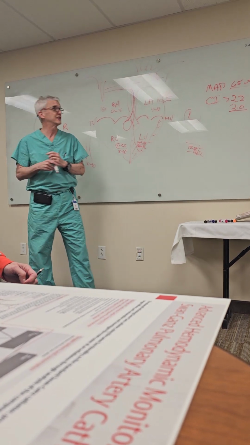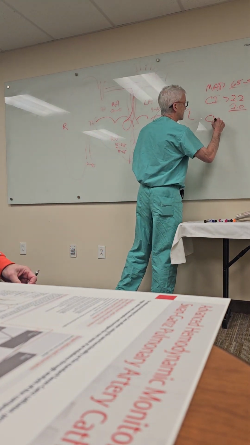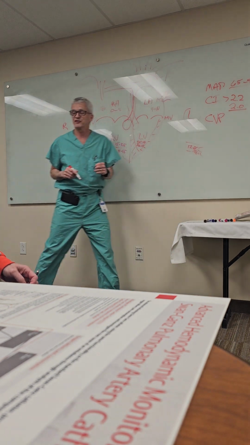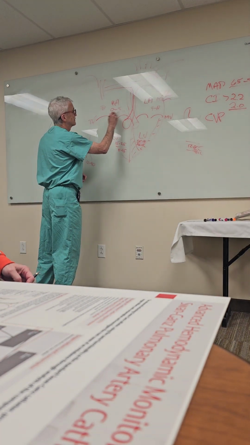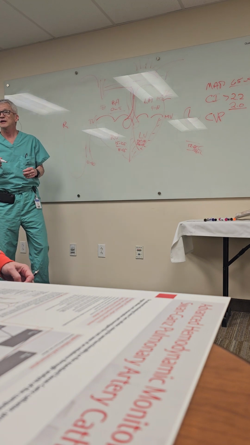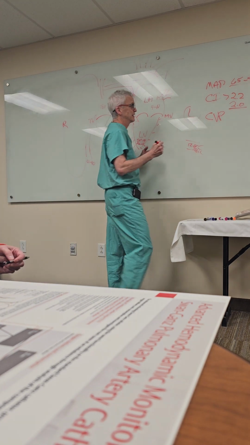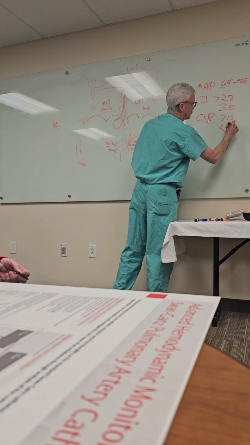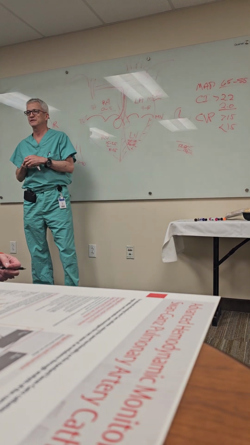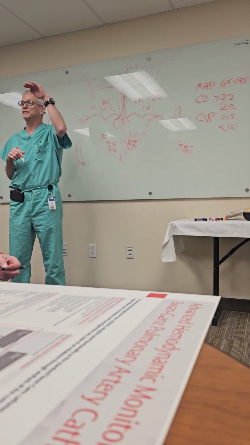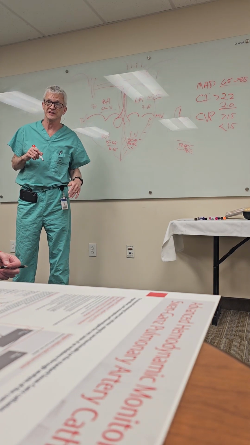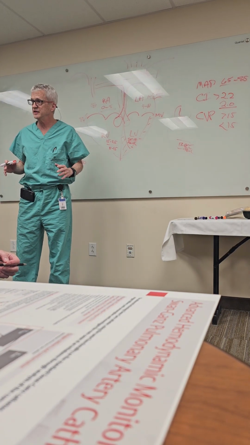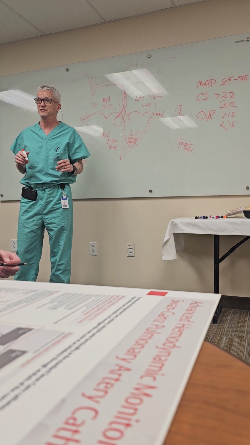And we use the CVP. Okay, what's the normal CVP? 0 to 8. All right, we have identified that there are two parameters for management. If the CVP is higher than 15 or the CVP is lower than 15. This is on the majority of open heart patients.